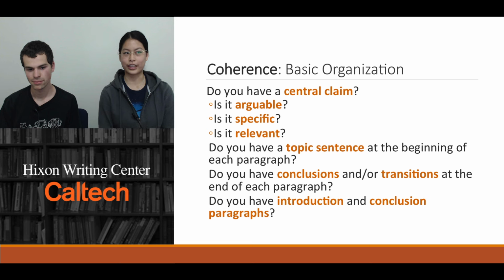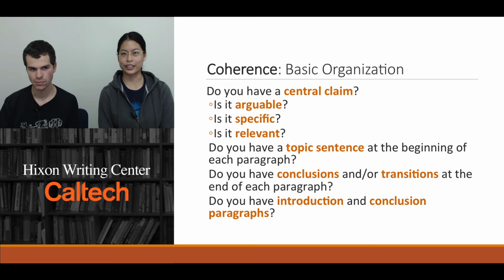You should also look at the structure on a paragraph level. Do you have topic sentences? And are they arguable, specific, and relevant? Next, consider whether the paragraphs flow into each other. Does each paragraph close with a concluding sentence? Does the concluding sentence further develop the idea presented in the topic sentence? Also, do you have transitions that set reader expectations for the next topic or paragraph?